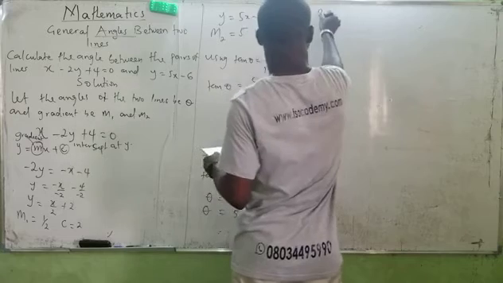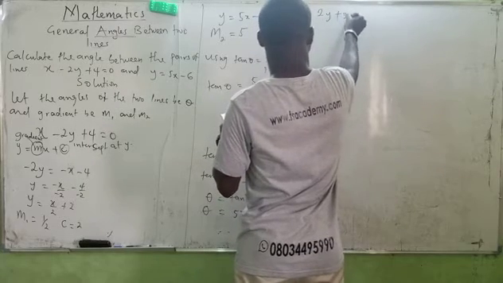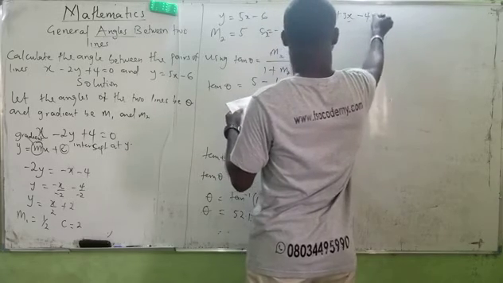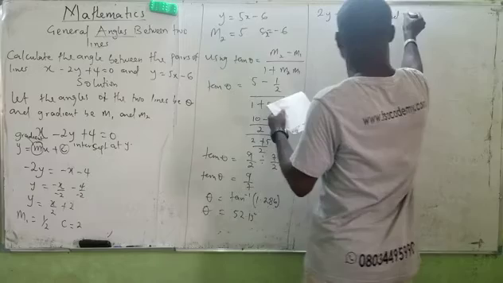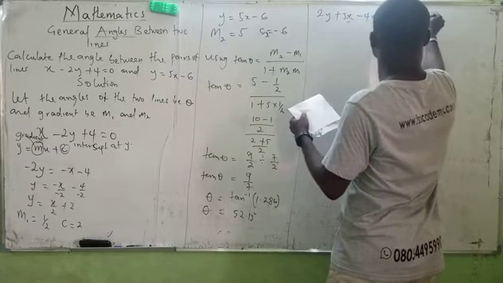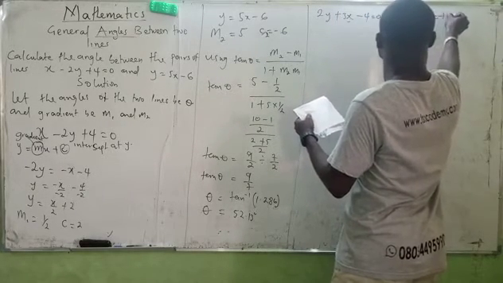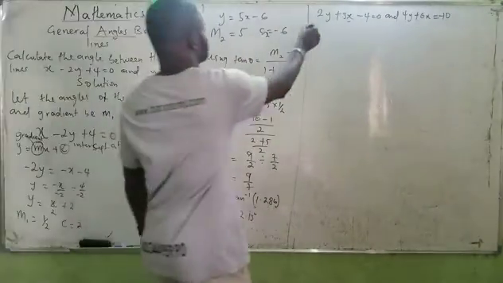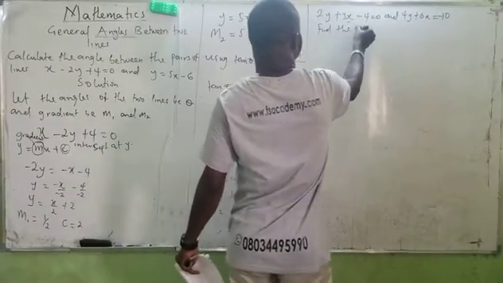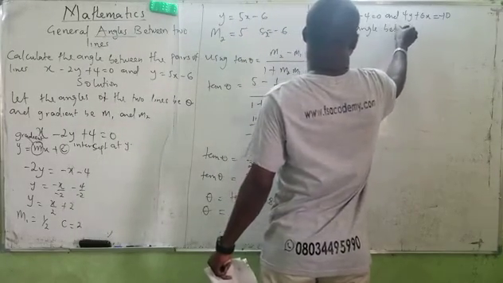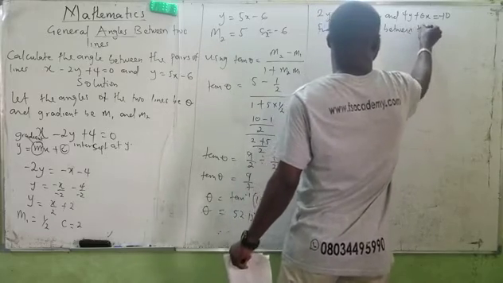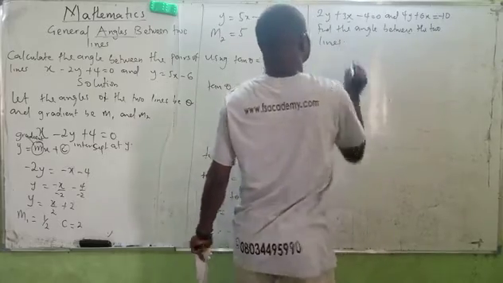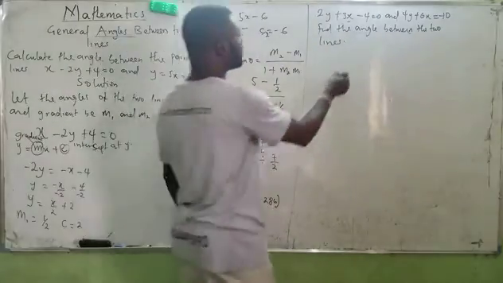Now, 2y plus 3x minus 4 equals 0, and 4y plus 6x equals to minus 10. Now, I want to find the angle. Find the angle between the two lines. Now, what I just need to do is that I will be having solution.